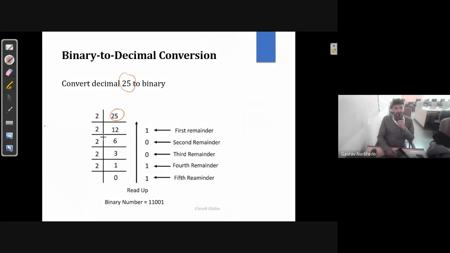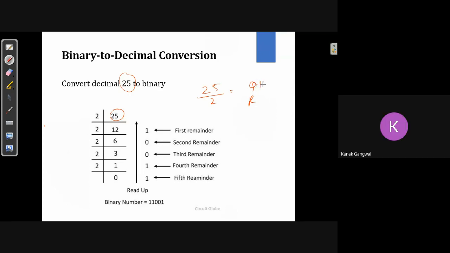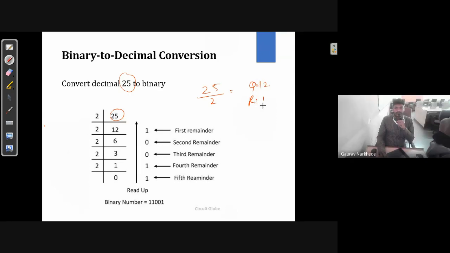So what will I do first? I will divide 25 by 2. So what is the quotient and what is the remainder? 2 ones are 2, the quotient is 12 and the remainder is 1. So what will I write? I will write the quotient here, and the remainder here, and I am dividing it by 2. Correct? This is the remainder, this is the quotient.